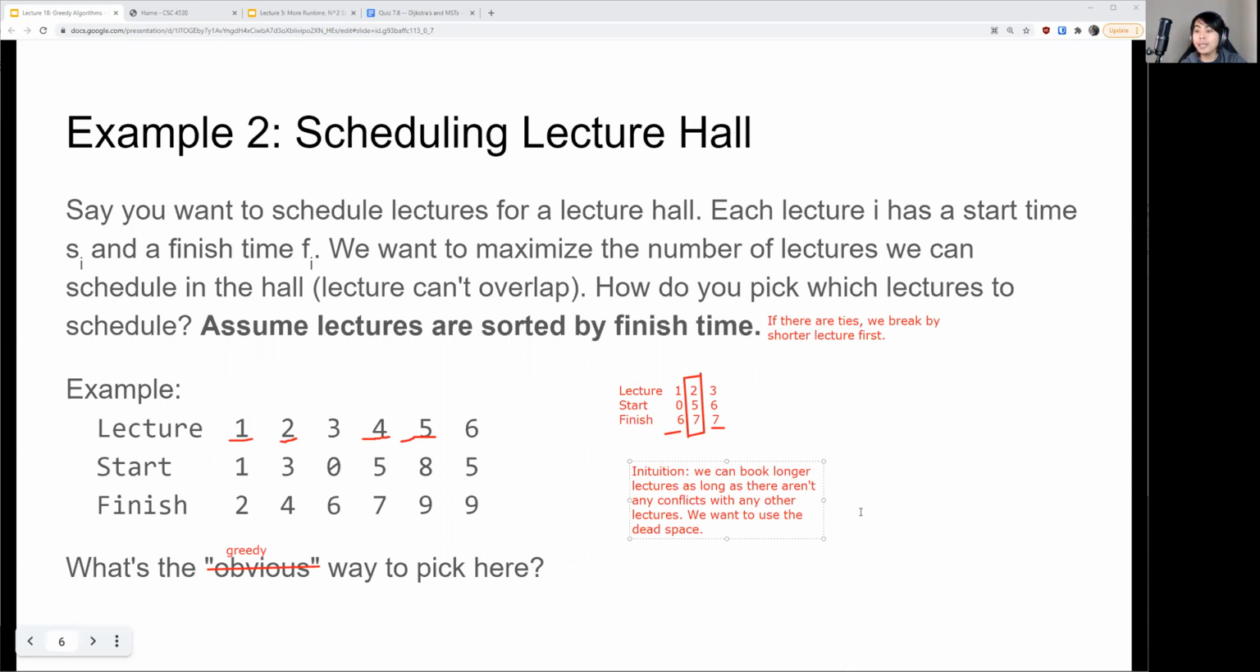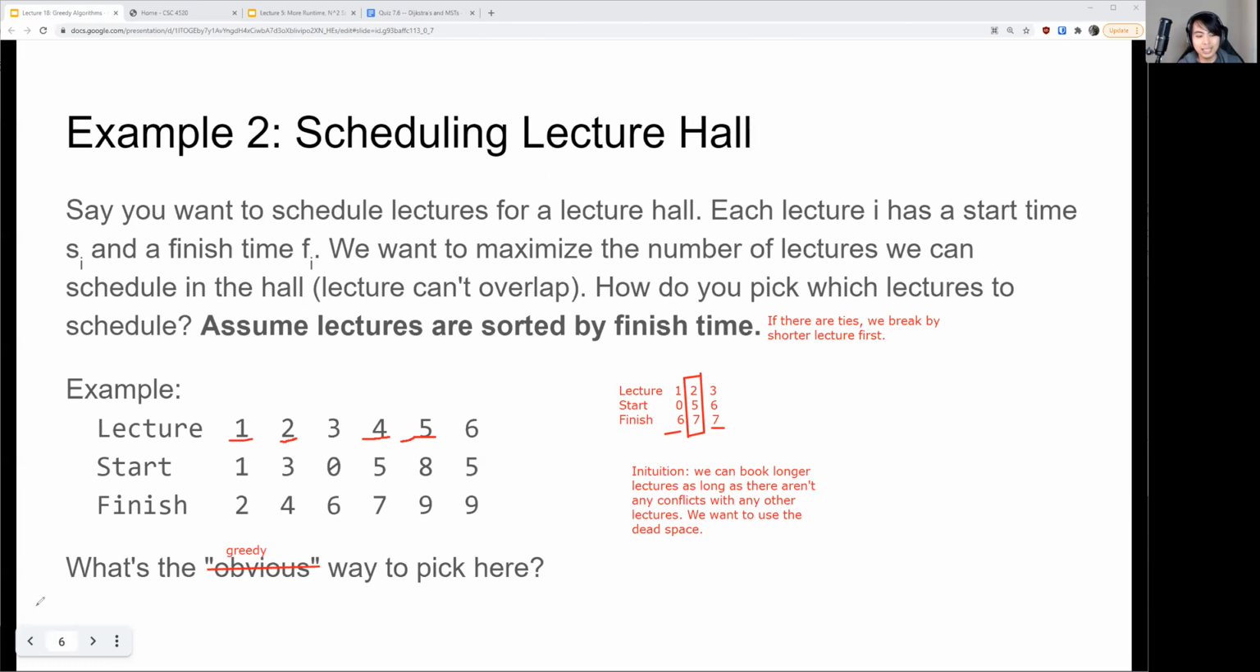So here, what do I mean by dead space? I mean that right now, let's imagine we had a really long lecture, but no other lectures need that time. Like, let's say we had a morning lecture that goes from 8 a.m. to 12 p.m., but there are no other lectures that have the morning lecture. Then, of course, we want to book that morning lecture, even if that morning lecture is super long, right? So our intuition isn't so much to pick the shortest lecture. What we want to do is to pick the lecture that ends the earliest.